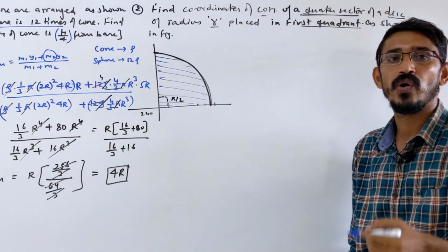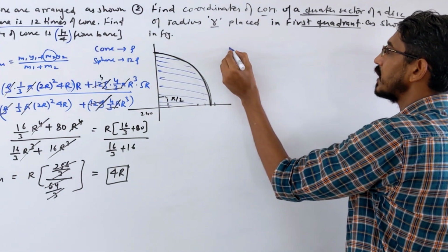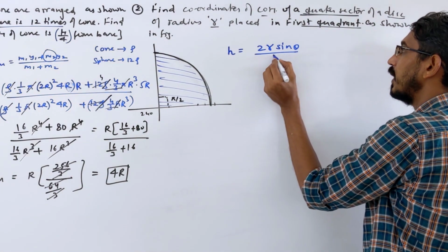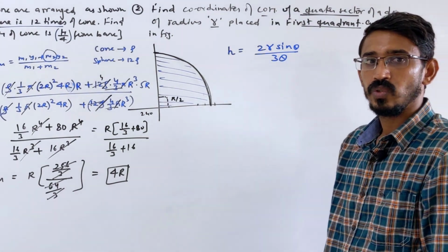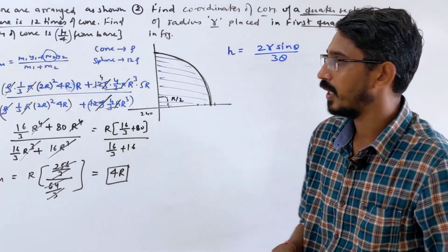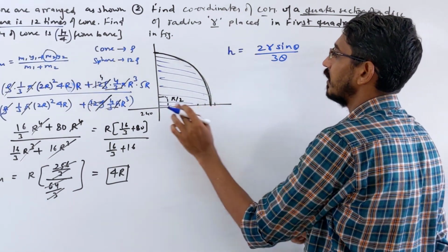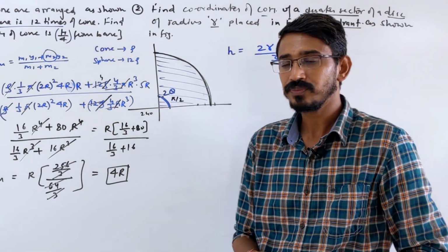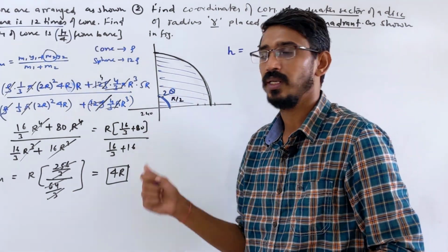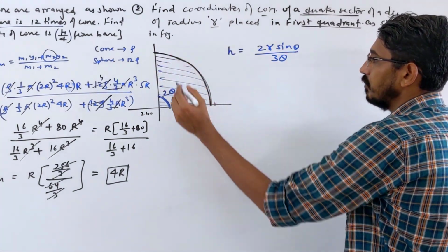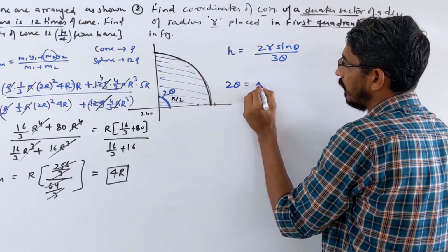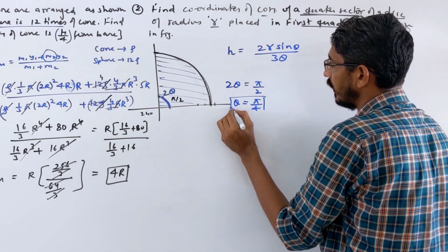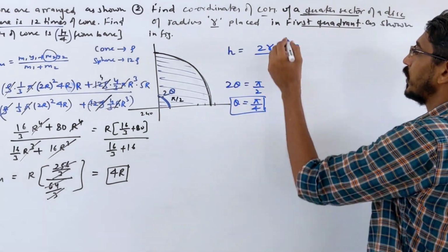First, let's talk about the formula for a disk. I told you the formula: the distance of the center of mass, h, is 2r sine theta by 3 theta. Also remember, this very important point: the total sector angle is always called 2 theta, but in the formula you have to put only theta. Here 2 theta is pi by 2, 90 degrees, so theta is pi by 4, or 45 degrees. That's very important.